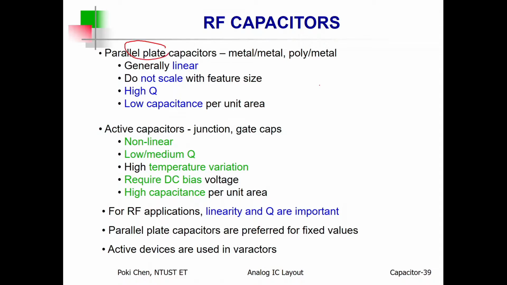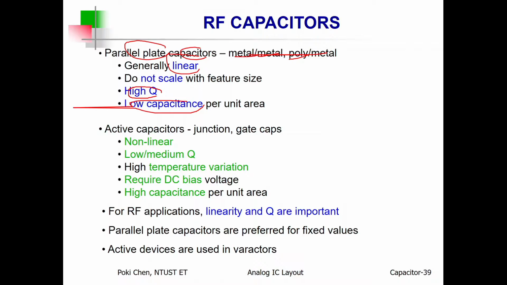For all those parallel plate capacitors, like MIM, metal, or poly-metal, even though they are linear, they can only generate comparatively low capacitance per area. Even though they are high Q, their quality factor is high, but their capacitance doesn't scale with the feature size. It means, according to process evolution, the capacitance per area cannot be increased correspondingly.